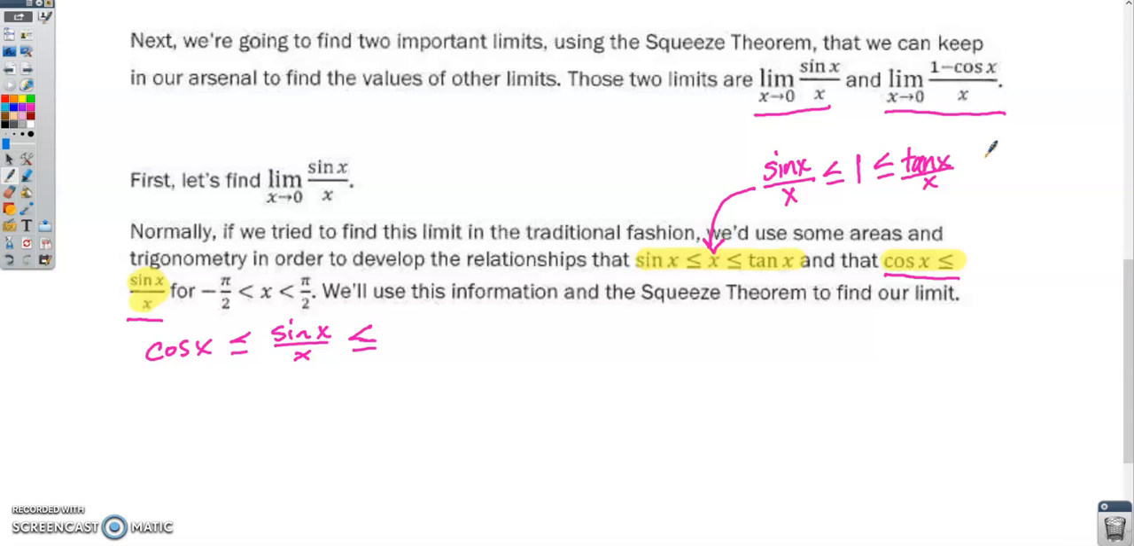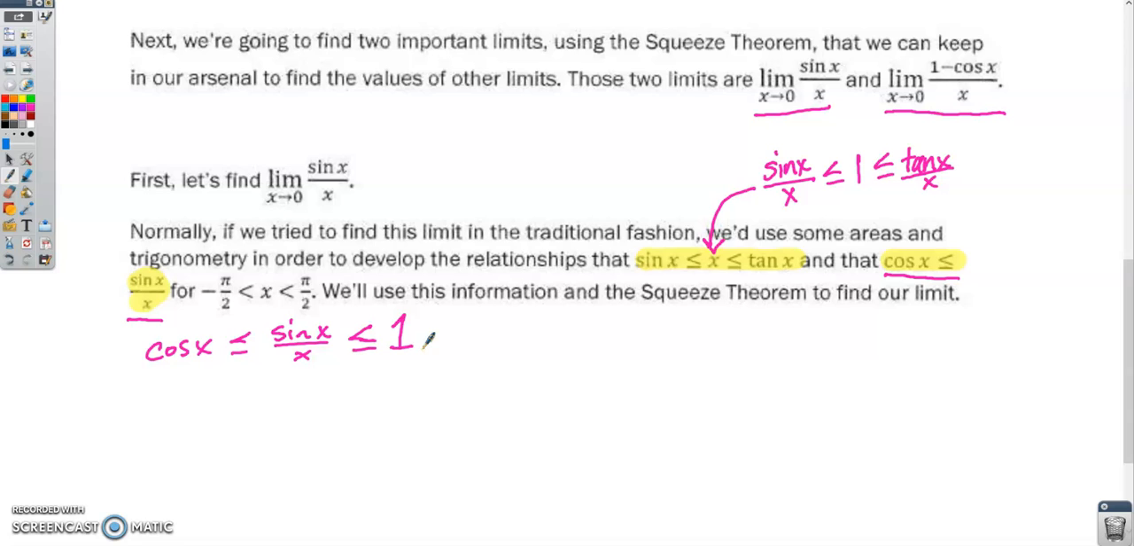Okay, and we're going to use the fact that sine of x over x is less than or equal to 1. And that gives us this sandwich relationship right here. Okay, we're squeezing it in.